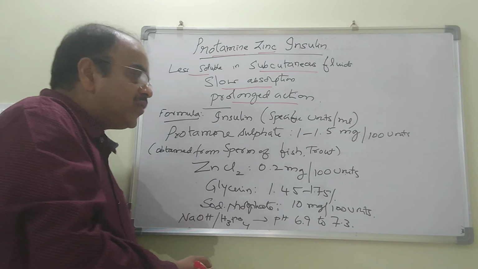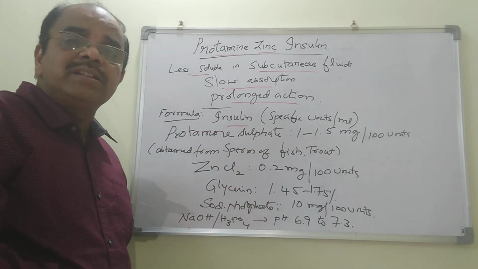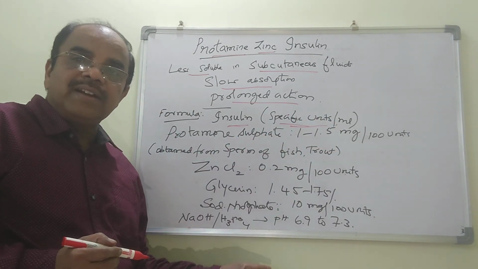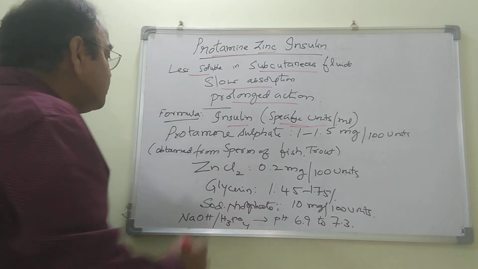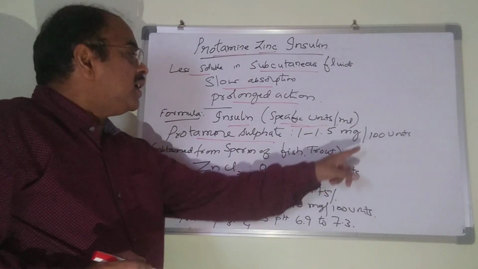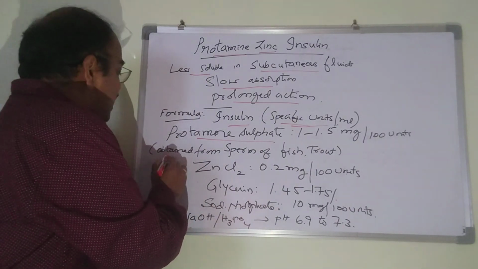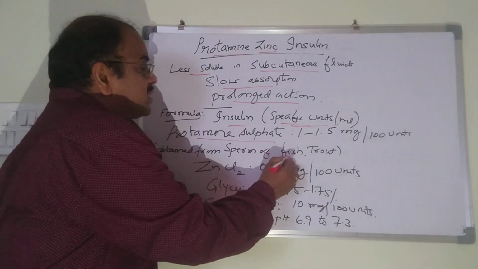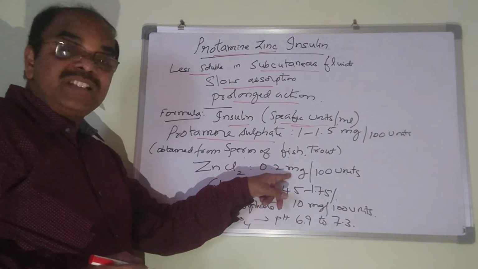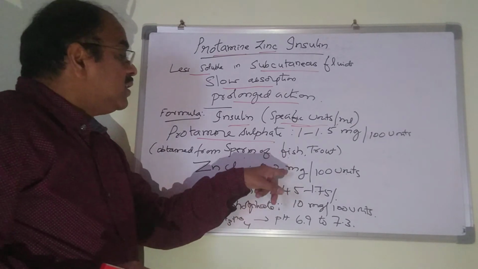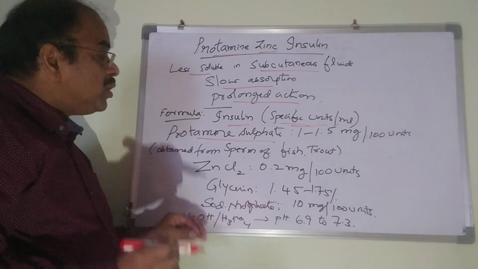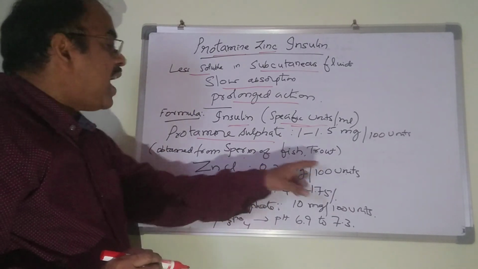What is the formula for this one? Insulin, depending upon the condition of the patient and age of the patient, you specify the units per ml. This formula is given for 100 units of insulin. Protamine sulfate, we add about 1.1 to 1.5 mg per 100 units, and this is obtained from the sperm of a fish like trout. Zinc chloride is added at a strength of 0.2 mg of the zinc. This is for 100 units.